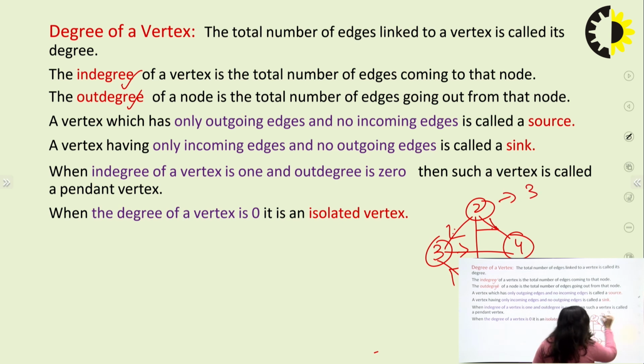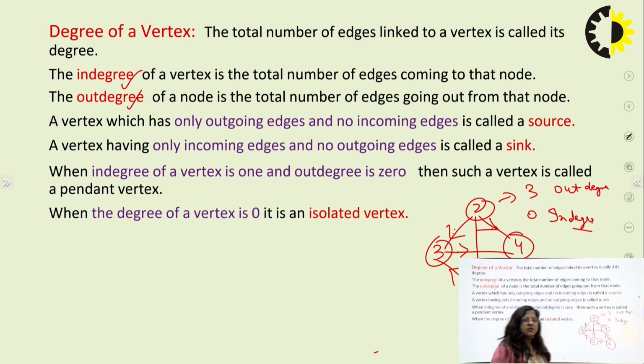So this vertex has out degree 3. But check in degree: there is none, so the in degree is 0. Same, check again vertex 3. How many out degree and how many in degree does this vertex have?